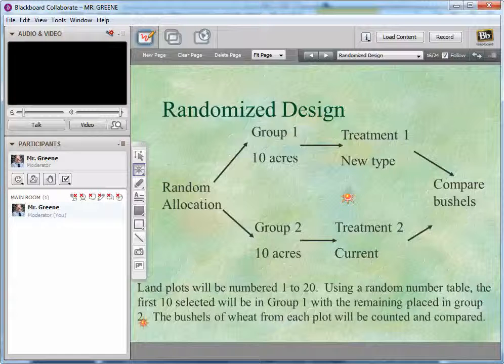So we'll be able to see, was it treatment 1 or was it treatment 2? What was treatment 1? It was the new fertilizer. Treatment 2 was the current fertilizer. So what is the current? The current is the control. And the new treatment is this one up here. Do you see how this diagram is showing you all that information along with this paragraph down here?